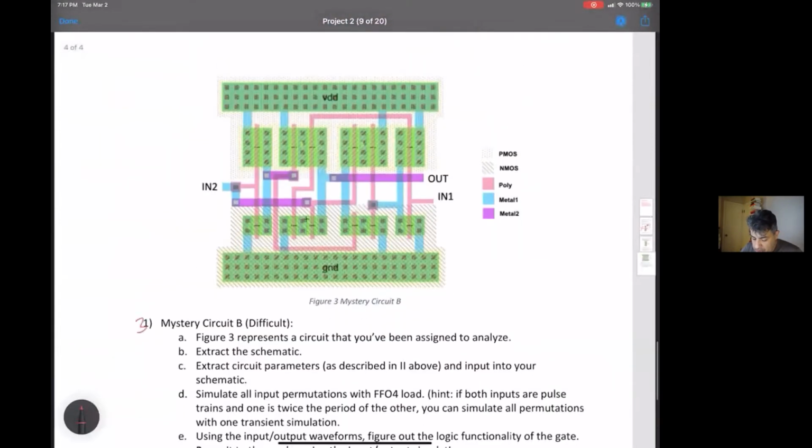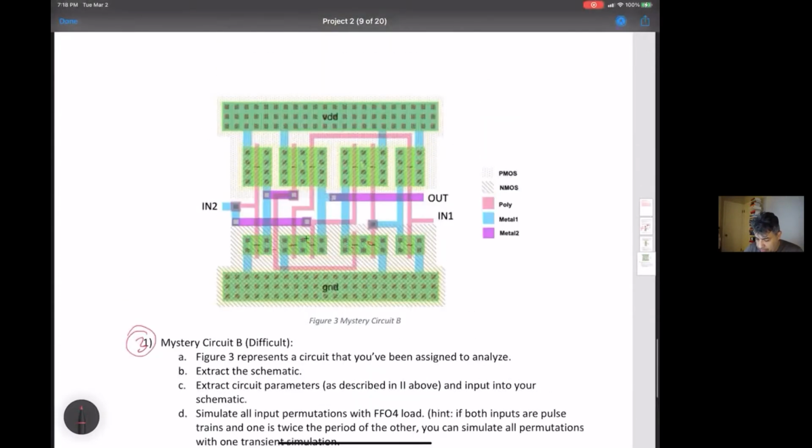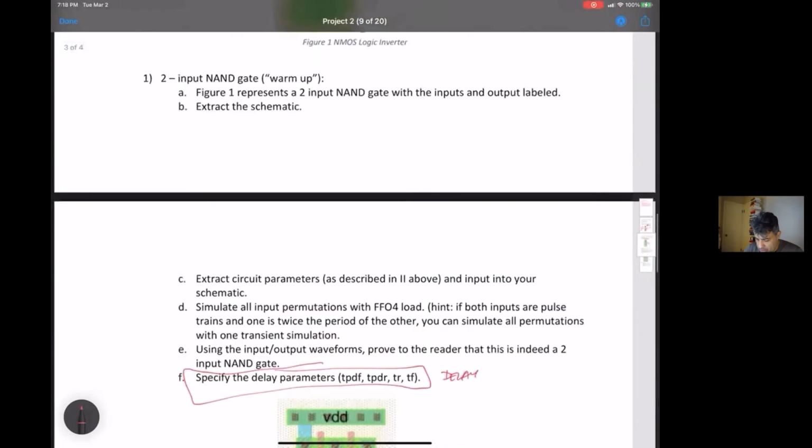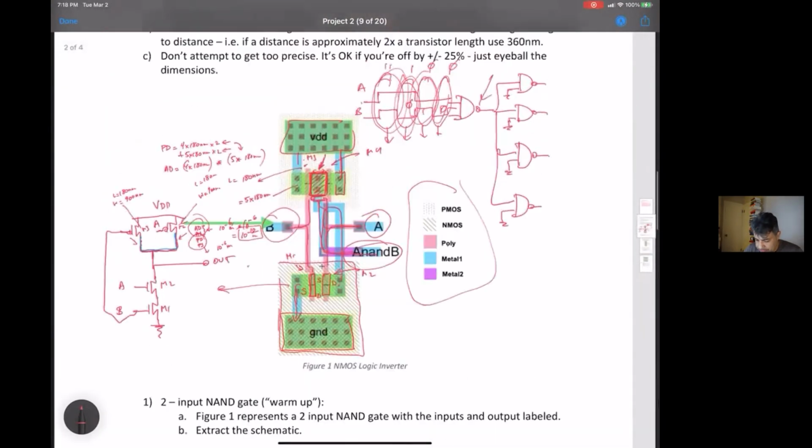So the third one is the sort of nightmarish case, more complicated, with a bunch of transistors. Here you have 1, 2, 3, 4, 5, 6, 7 NMOS transistors and 7 PMOS transistors, and you're supposed to decipher what functionality this is. This is a more difficult case, but you do the same thing over and over again. So anyway, I'll clean up this project 2 description and put it up again, but the gist remains the same.